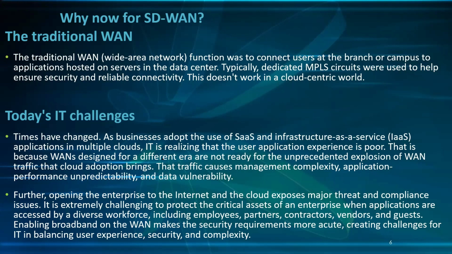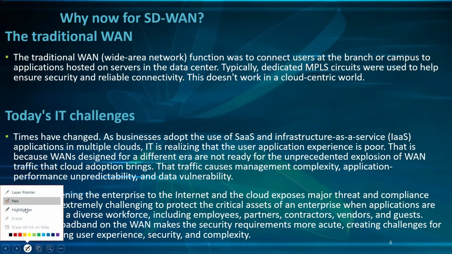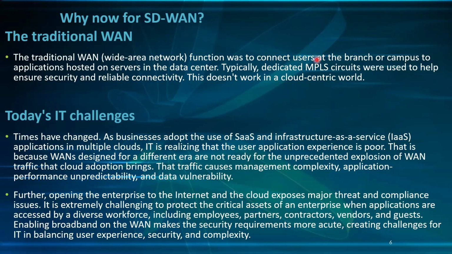So let's move on. Why now for SD-WAN? Why do we need it? What is the use of SD-WAN, why did it come into the picture? What exactly was happening with the WAN? The traditional wide area function was to connect users at a branch or campus to the application hosted on the server in the data center. Typically, dedicated MPLS circuits were used to ensure security and reliable connectivity.